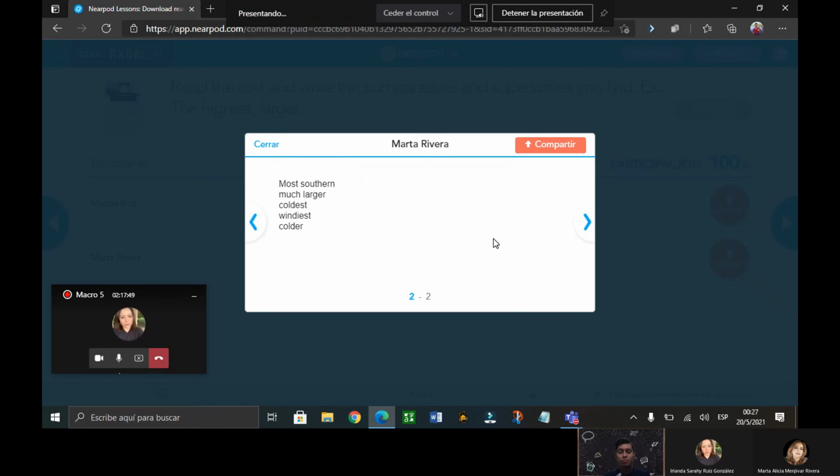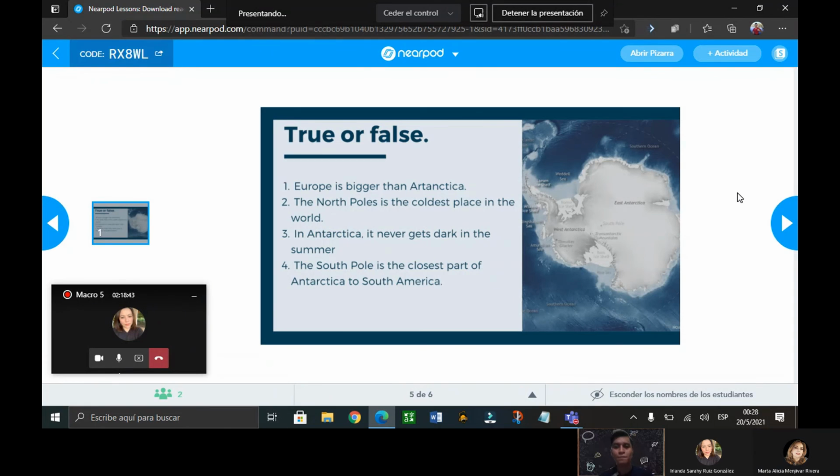Martha wrote most southern. Exactly. Antarctica is the most southern continent in the world. Yes, that's a good one. It's much larger than Europe and nearly twice the size of Australia. Good. Antarctica is the coldest and windiest place in the world. Yes, even colder and windier than the North Pole. Great. Okay, let's move on to the next activity.